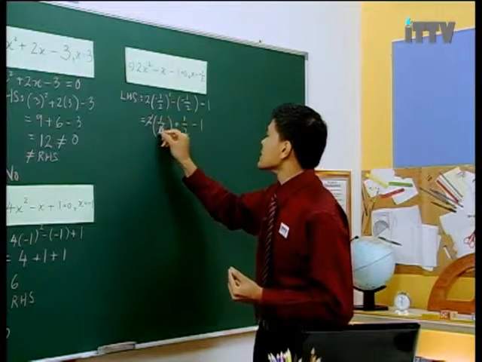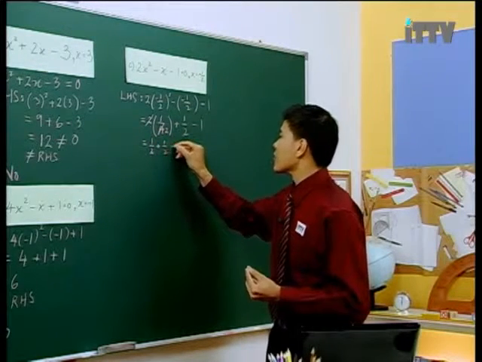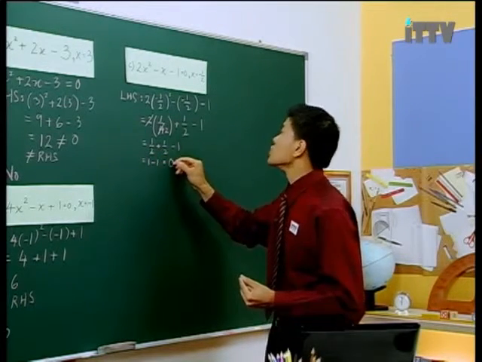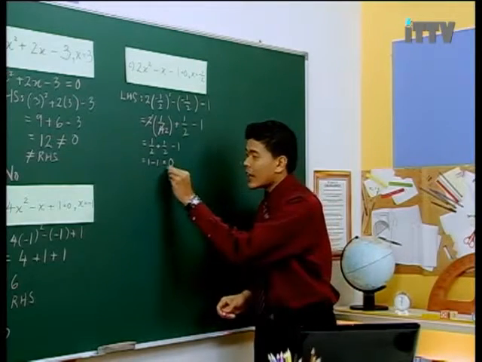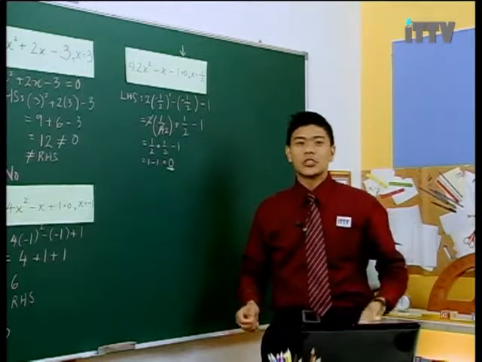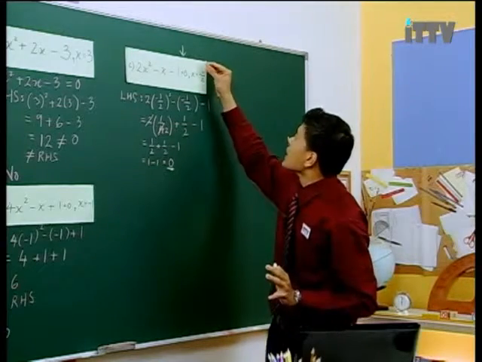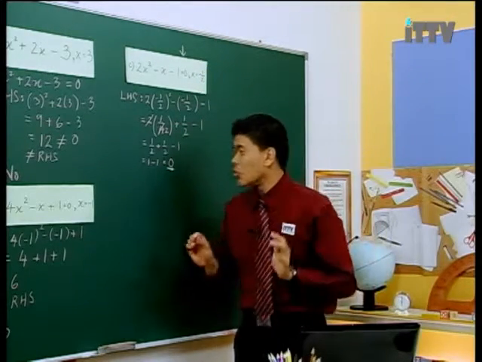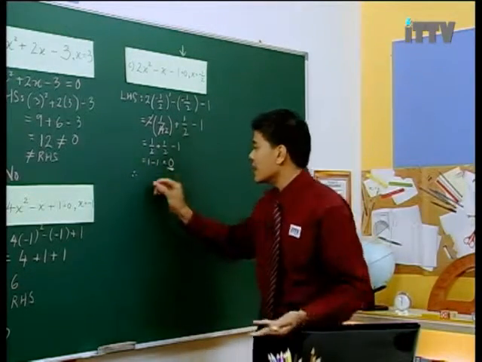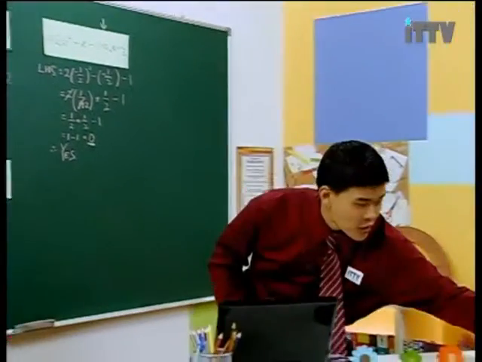So you will get half plus half minus 1, which is 1 minus 1 equals 0. Yes! Look at the left hand side, 0. Look at the right hand side, also 0. So now we can be sure that one of the roots of this quadratic equation is negative half. So the question asks us whether the given value is a root or not. Yes or no? Yes, for this example. Alright, and one more to discuss together.